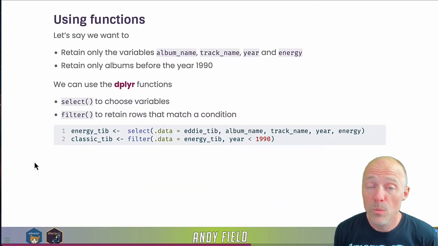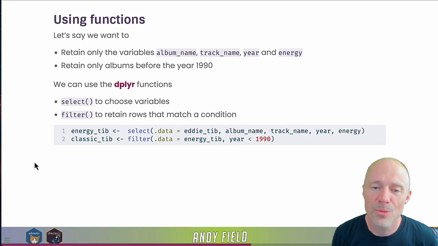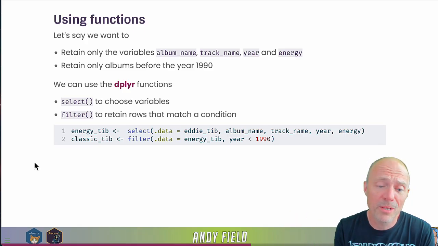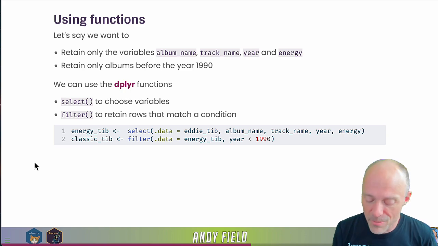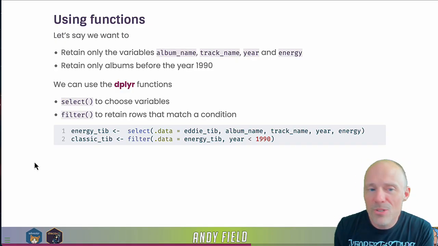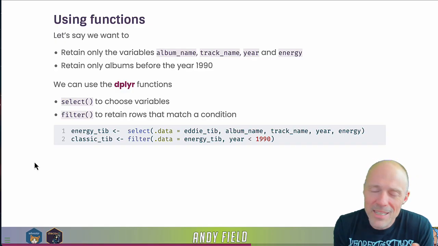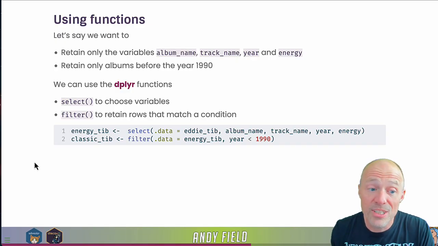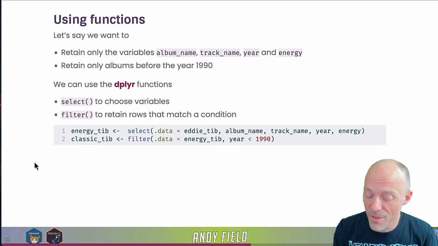Okay, so that's one way we can use functions to do different things. So we can take a data frame, we can select some variables from it, we can select rows from it and end up with something different. We can manipulate that data frame to give us a different version of it. But we had to do 2 steps there. We had to create energy tib, and then we had to use energy tib to create classic tib. And, you know, that's fine, but we're creating lots of objects. And in this case, we're not interested in energy tib. We just wanted classic tib. So we've ended up creating something as a step towards the thing we actually want.